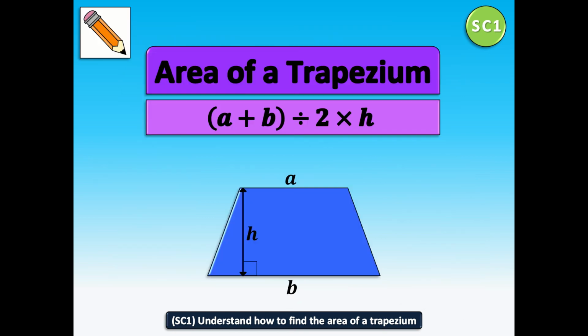So to find the area of a trapezium, we add together the parallel sides, we then divide by 2, and then we multiply by the distance between the parallel sides. This is normally given by h.